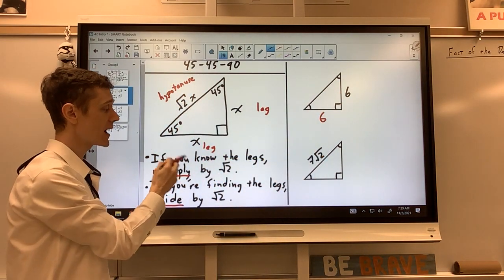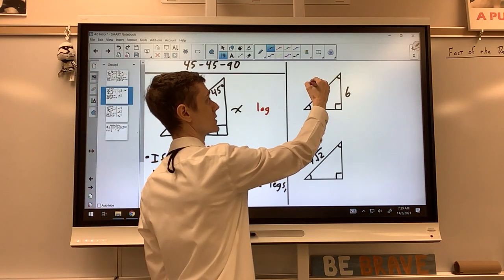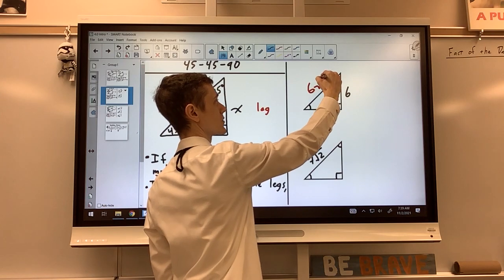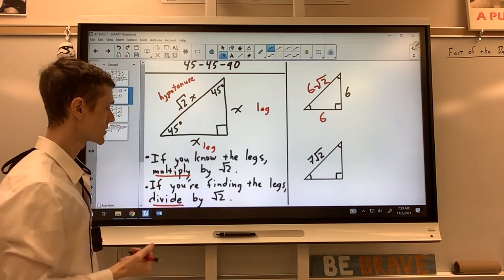So that means across from the other 45-degree angle, this one is also 6. And then to get the hypotenuse, we're going to multiply by square root of 2. So 6 times root 2 is 6 root 2. There's no simplifying to do on that one in this case. We'll talk about simplifying the radicals in a moment.